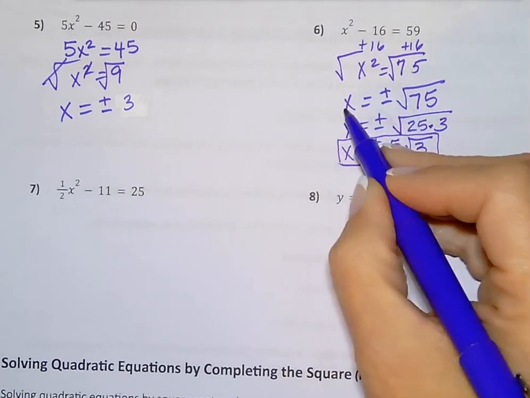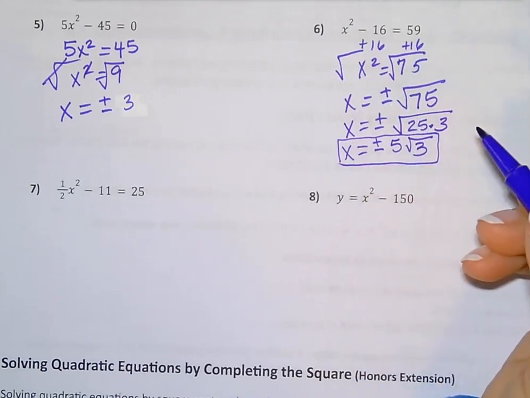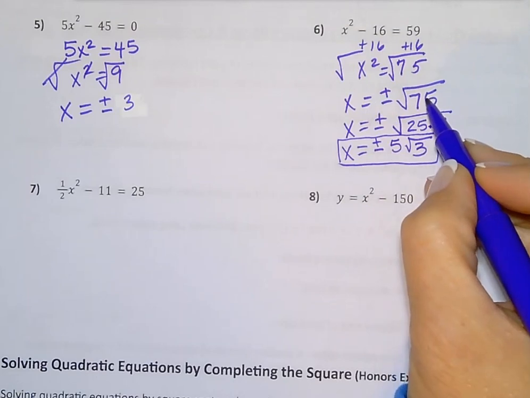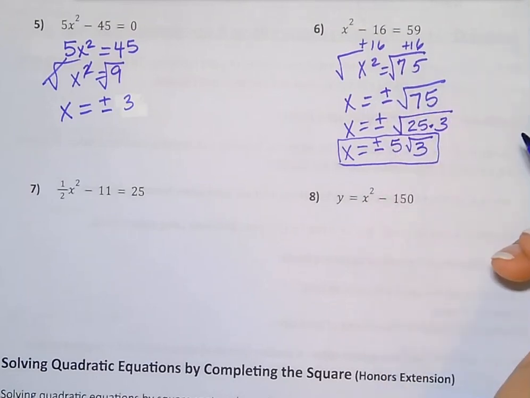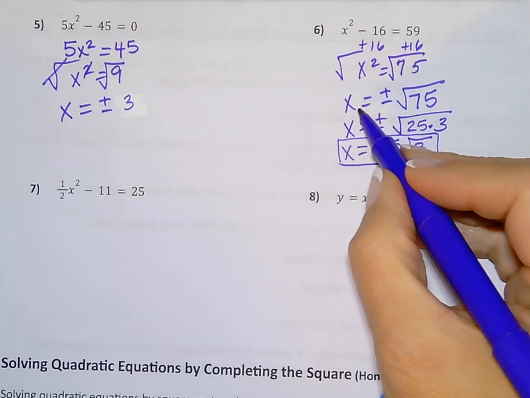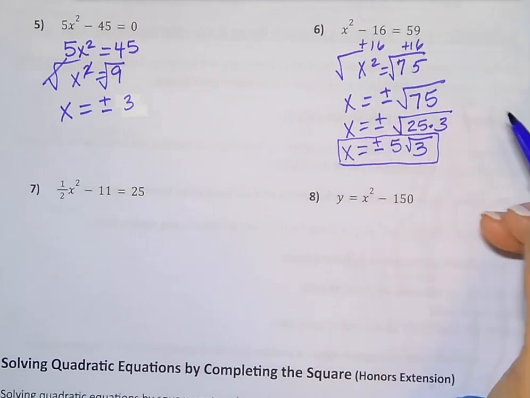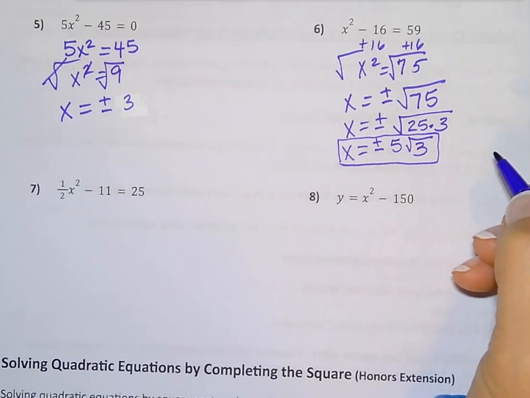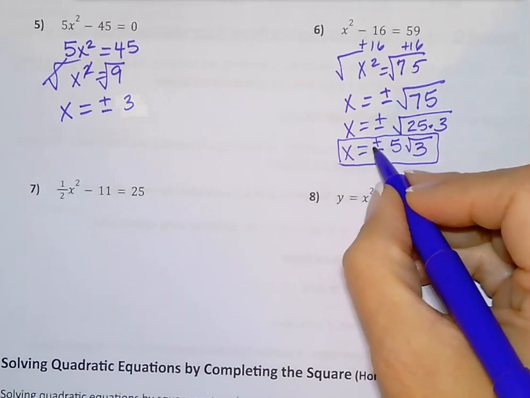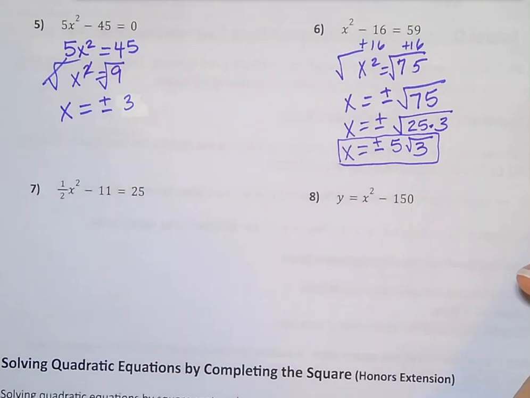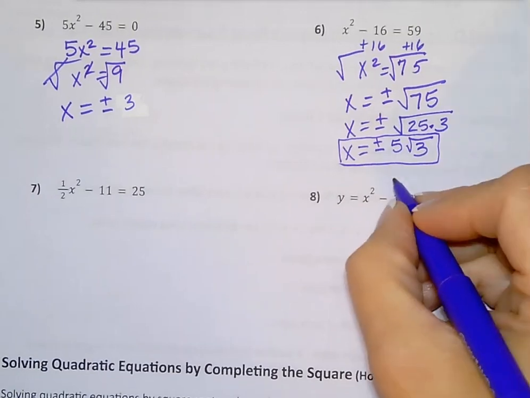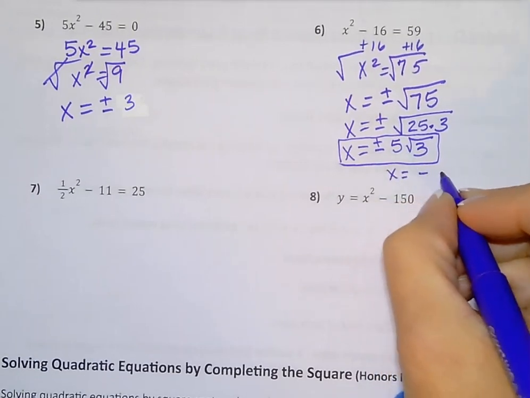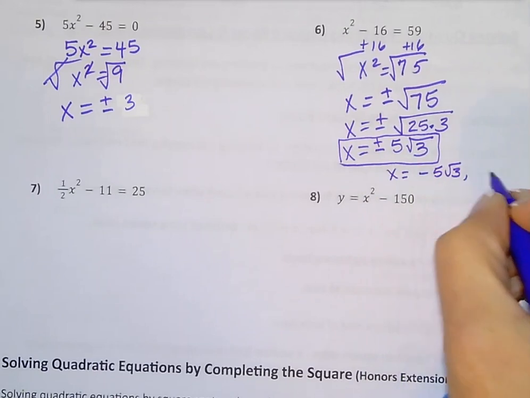It is true that x equals positive or negative times the square root of 75. So the positive square root of 75 or the negative square root of 75. But we have a better, more meaningful way to write that answer. So we're going to say x equals plus or minus 5 roots of 3. This really does mean x equals negative 5 roots of 3, or x equals positive 5 roots of 3.